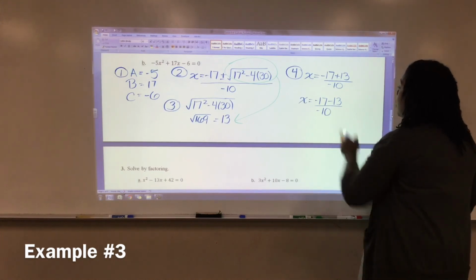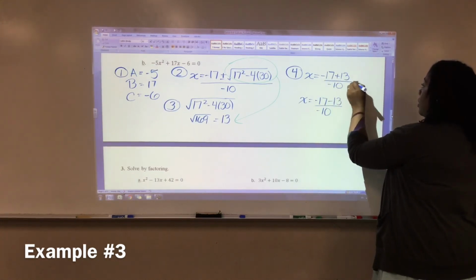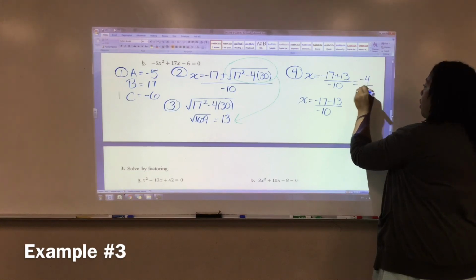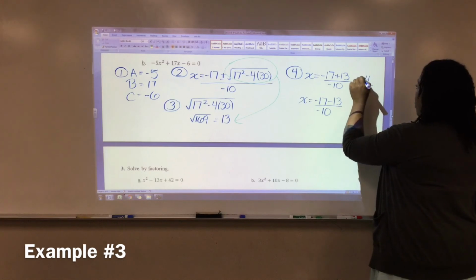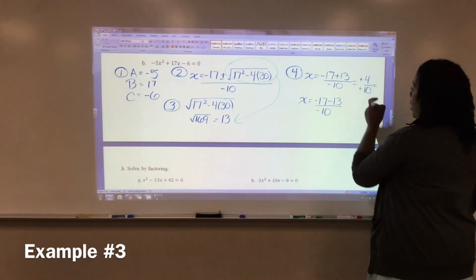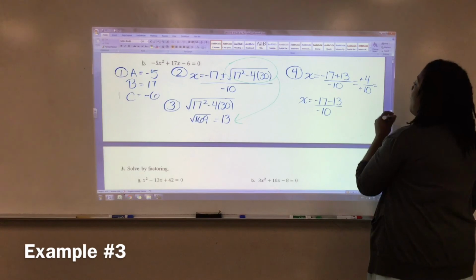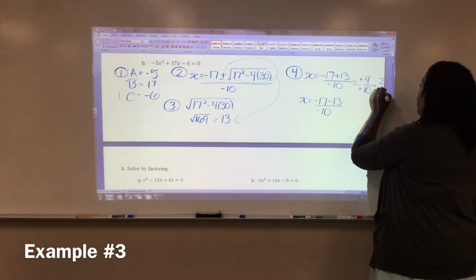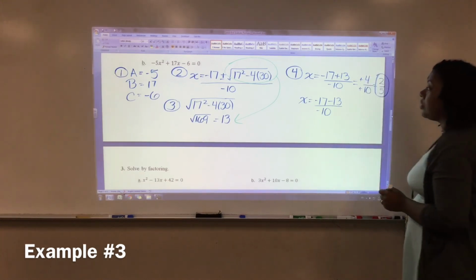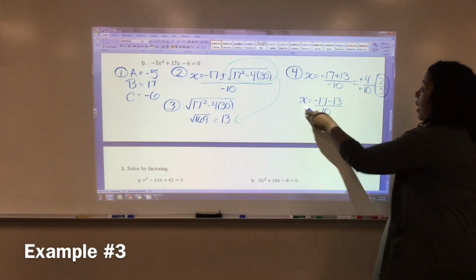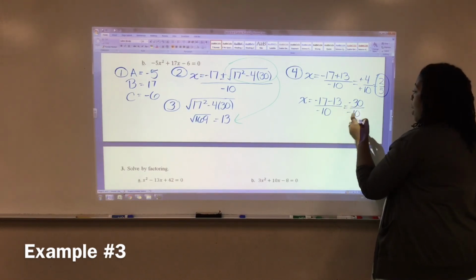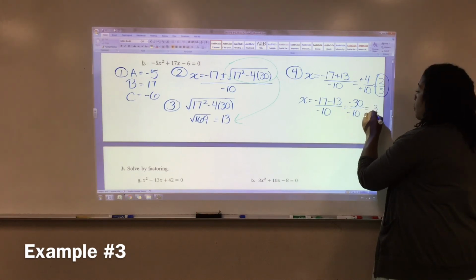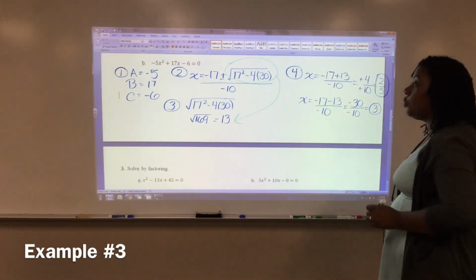We can simplify those. Negative 17 plus 13 is negative 4 over negative 10. We all know that a negative divided by a negative will turn that into a positive. And we can divide 4 and 10 by 2 to give us 2 over 5. So that's going to be one of our answers. Negative 17 minus 13 is negative 30 over negative 10. And negative 30 divided by negative 10 gives us positive 3. So that would be the answer to our second one.